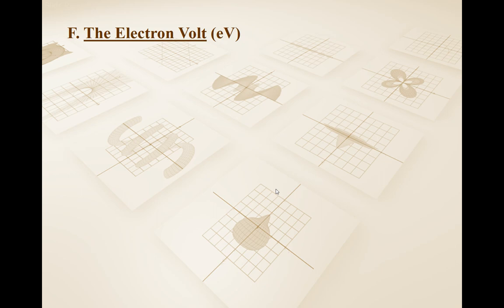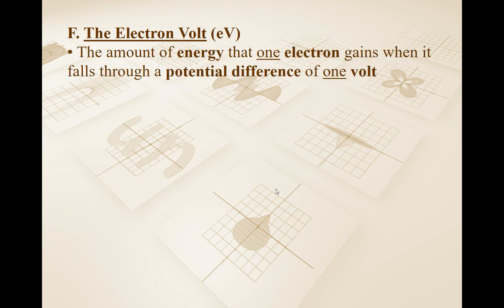And we're just going to finish the lesson off by talking about a physical quantity called an electron volt. An electron volt is a measure of energy, and specifically, it's the amount of energy that one electron would gain when it falls through a potential difference of 1 volt.